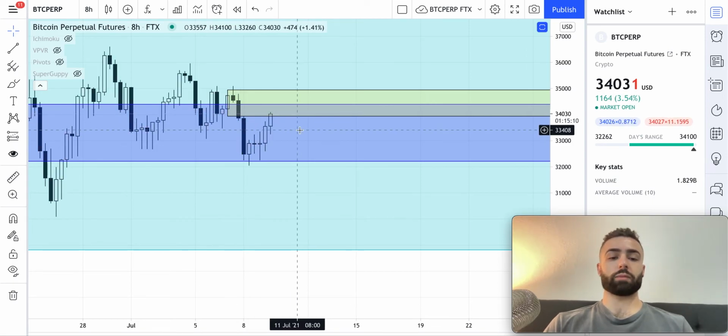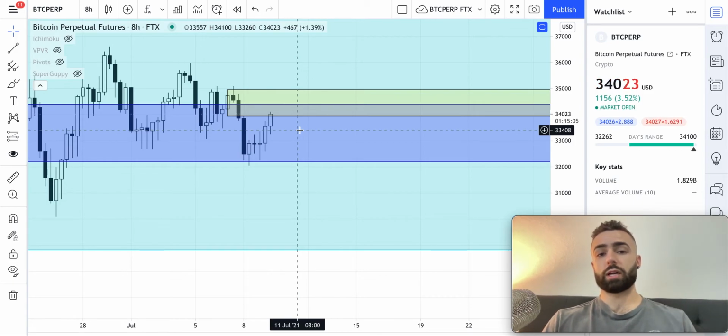So that's also another option that we're looking at, but we have to keep in mind that the bears right now have the momentum in terms of trends on the higher time frames.